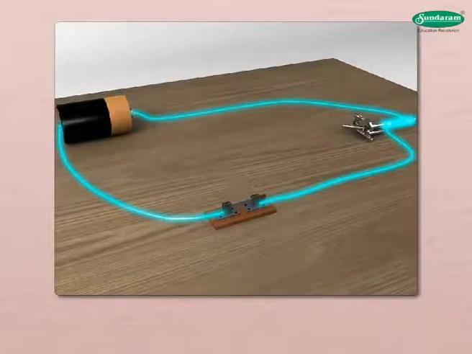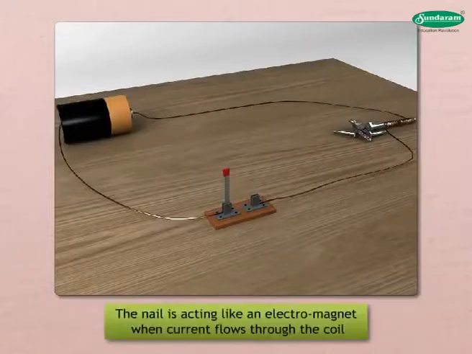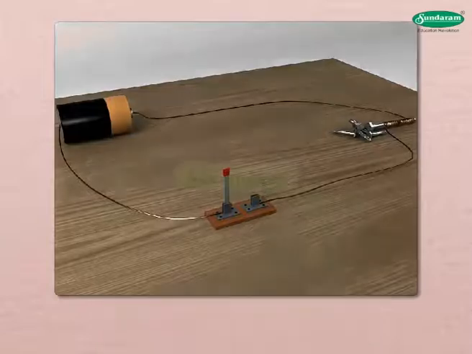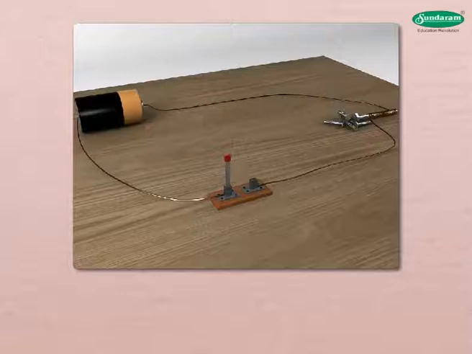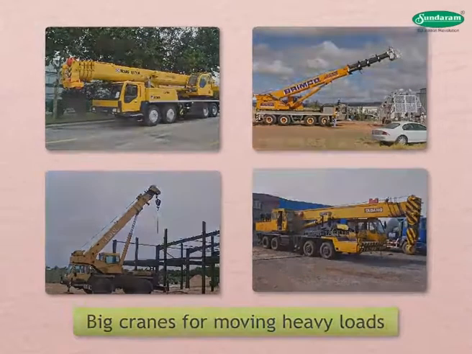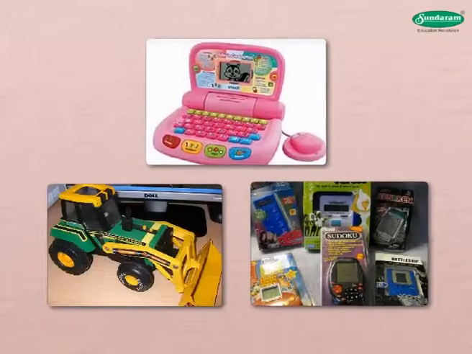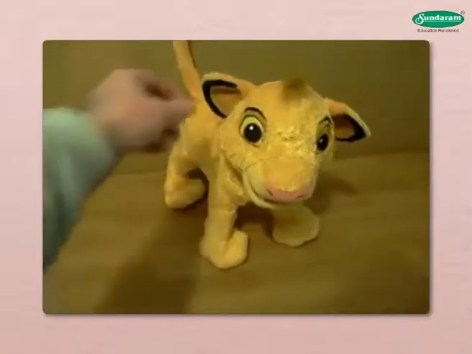Now, when the key is opened, the pins fall off. I guess you all know why this happens. It happens because the nail is acting like an electromagnet when current flows through the coil. Advantages: 1. If stronger currents are used in it, the strength of the magnet also goes on increasing. It is because of this property that electromagnets are used in big cranes for moving heavy loads. 2. We get many toys that run on electric cells. The movement in the toys is caused by the electromagnets.